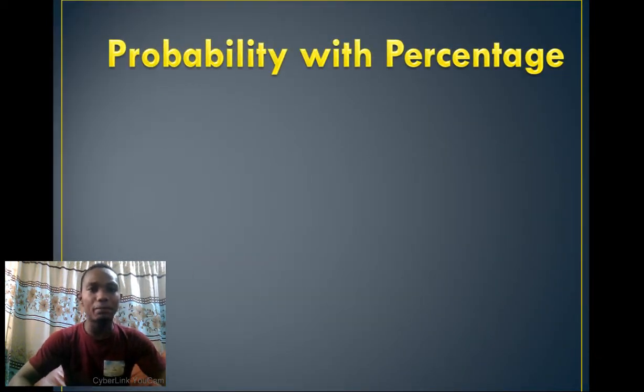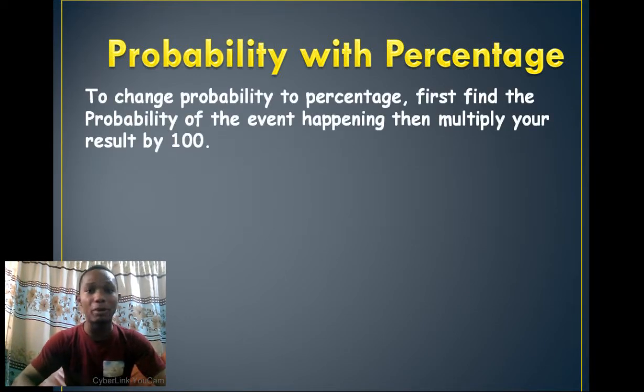Now let's look at probability with percentage. I need you to note this, that to change probability to percentage, the first thing you have to do is to find the probability of the event happening. Then you multiply your results by 100. You first of all find the probability, then after that you multiply your results by 100.